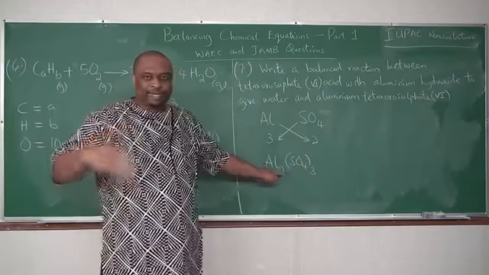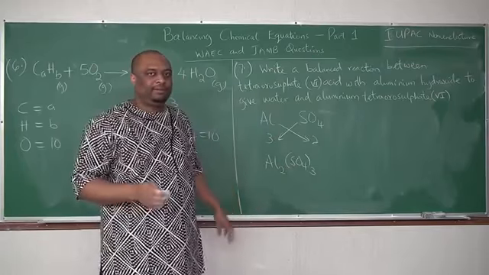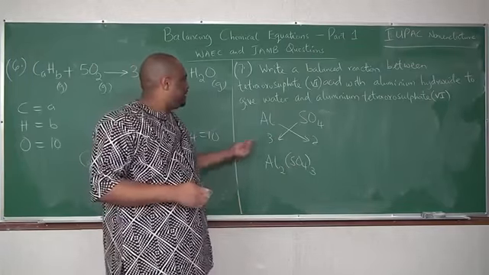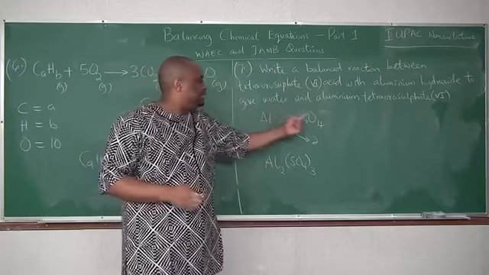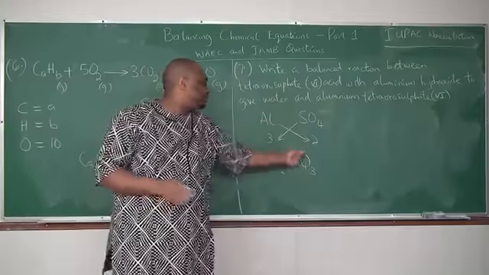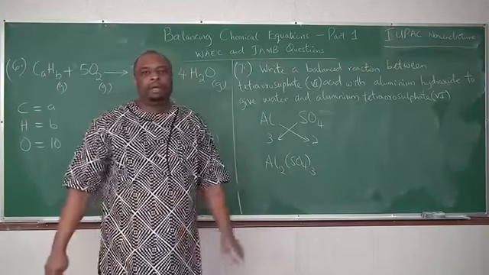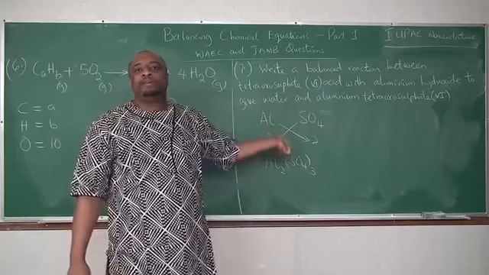Okay? By valency. Valency is the combining power of an element. So the valency of aluminium is 3. The valency of the sulfate ion, tetraoxosulfate 6 ion, is 2. When it combines, it gives you this. This is the formula for aluminium tetraoxosulfate 6.